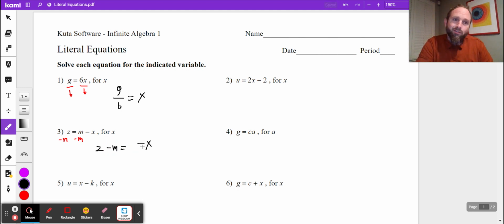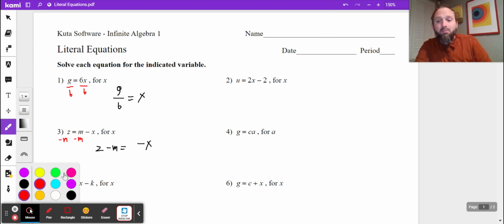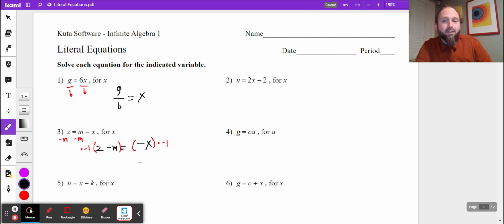Okay, did it say solve for negative x or did it say solve for positive x? Go ahead and read it. Positive. So I'm going to want to multiply by negative 1. As you can tell, I'm using different colors so you can see my step-by-step process. So a negative times a negative is now a positive, and a negative times a positive is negative, and a negative times a negative is positive. So here's my answer.